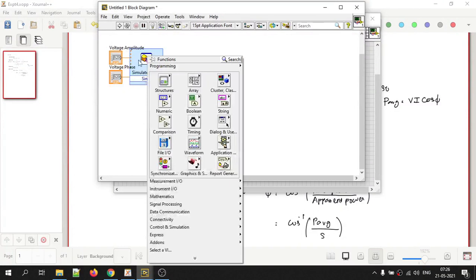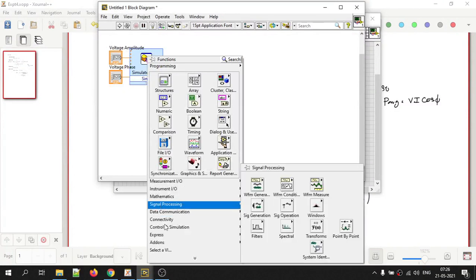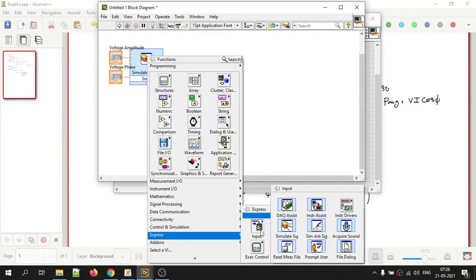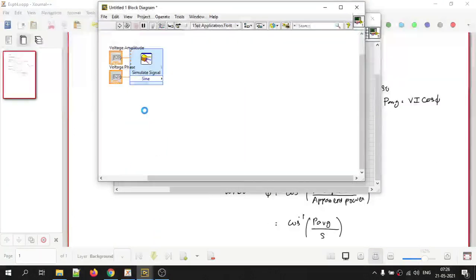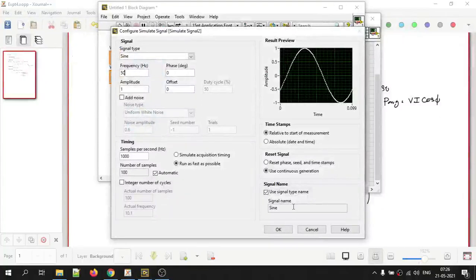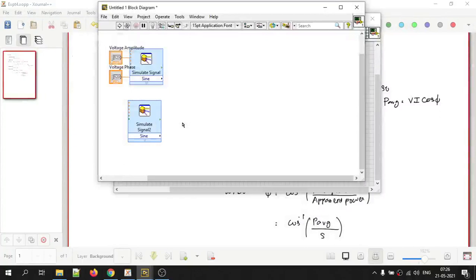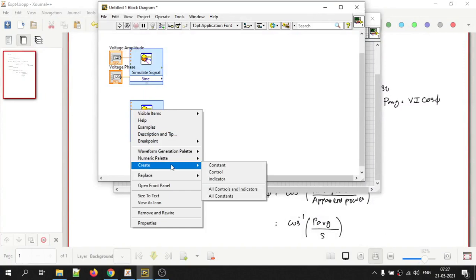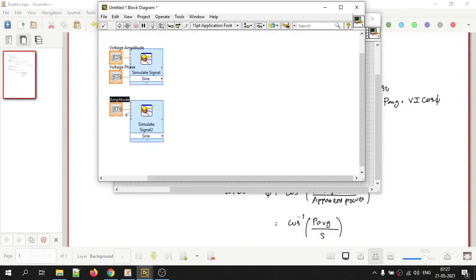Similar to voltage, let us also create another simulate signal block to simulate the acquisition of current. Here also let us create a few controls for amplitude as well as phase.